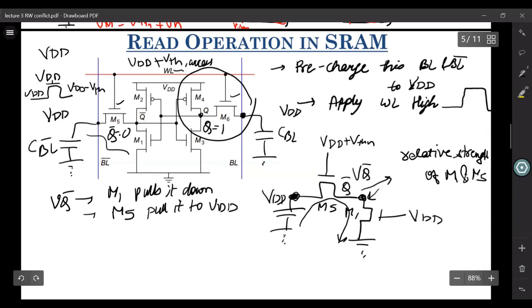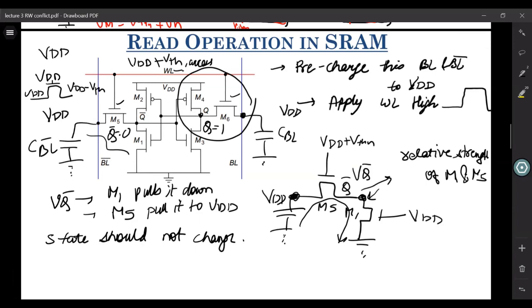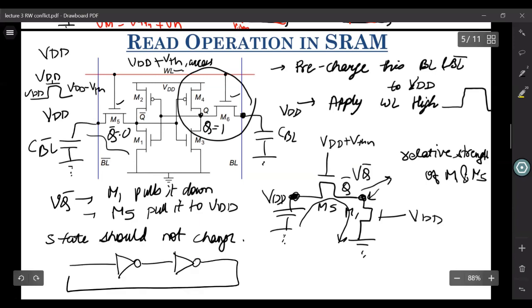Now since you are just reading this device, what you want is that the state of the device should not change. Now when the state of this bistable element changes, if we have this bistable element like this, so this M5 is applying, let's say this was 0, this is 1, this is again 0, and you are applying a VDD over here, and M5 is on. So this is trying to pull this node towards a potential, let's say VQ bar.